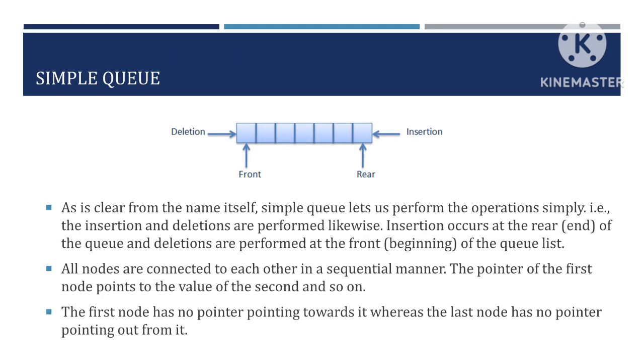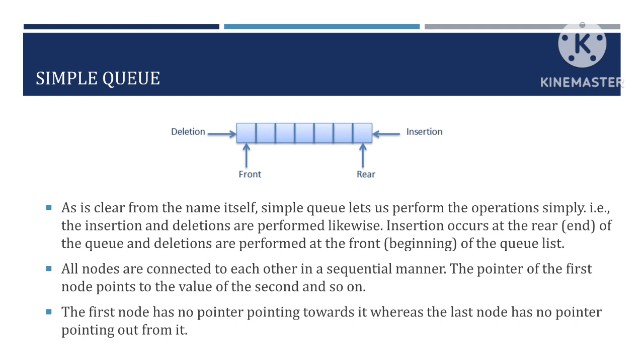So the first one is simple queue, or we can say normal queue. In simple queue or normal queue, we have 2 ends. One end for insertion and another one for deletion. The end from where we do the insertion is called the rear end, and the end from where we do the deletion is called the front end. So insertion will be done from the rear end and deletion from the front end.